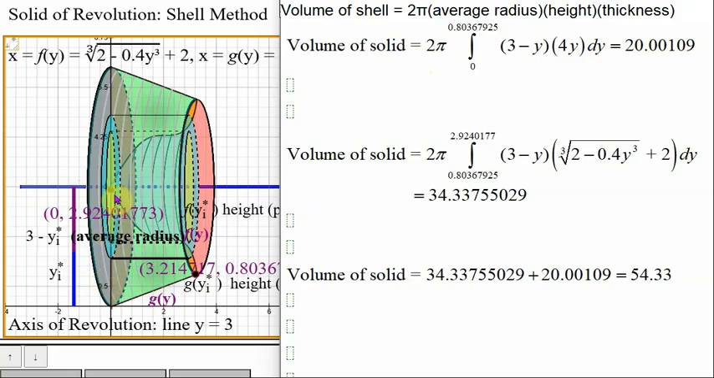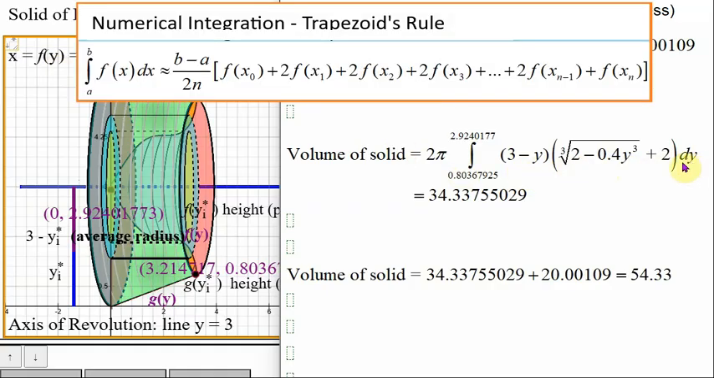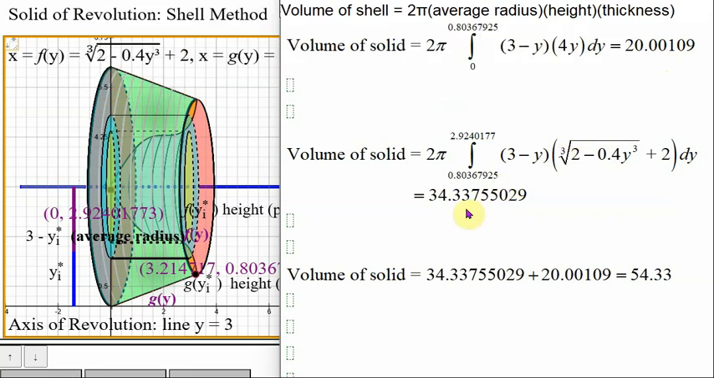And then for the part that's from y equal to 0.8036 up to y equal to 2.940, the height will be the function f of y. And so we get the radius, and then the height, and then the thickness. And then evaluating this integral here numerically, using numerical integration, then we get 34.3375. And then adding the two volumes here together, we get 54.33. So the volume of the solid of revolution that we want is 54.33.